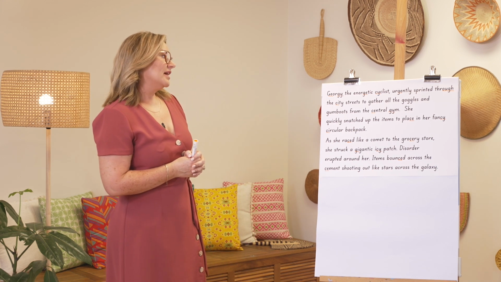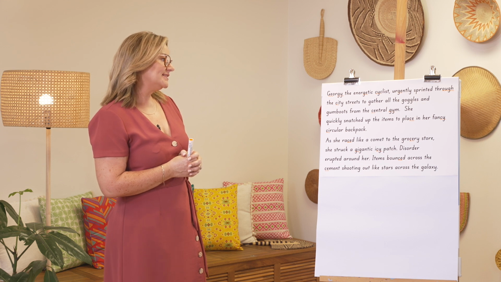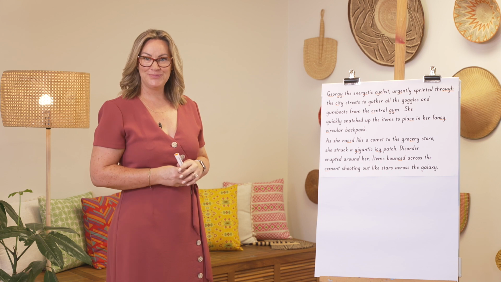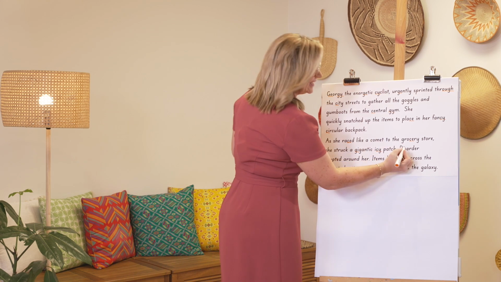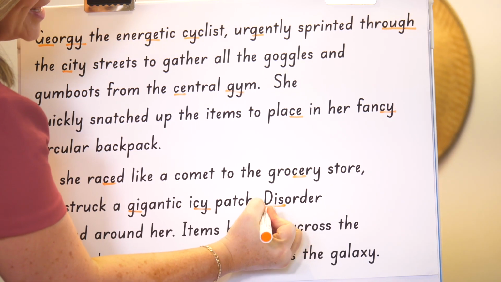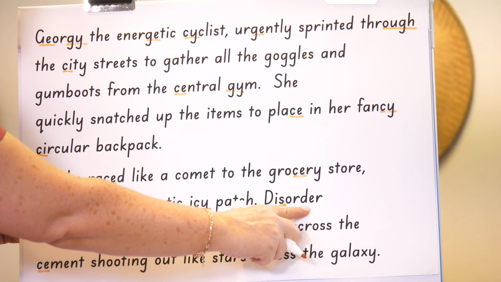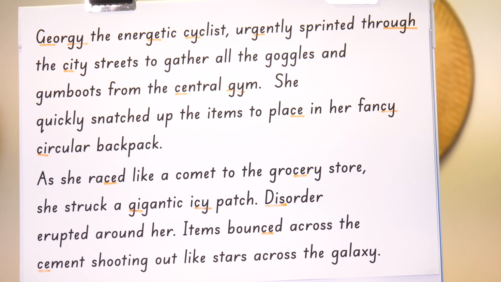Can we find any prefixes? Dis, can you spot it? As she raced like a comet to the grocery store, she struck a gigantic icy patch. Disorder erupted around her. What's our word? Disorder. Here is our prefix. It means the absence of order, not order.